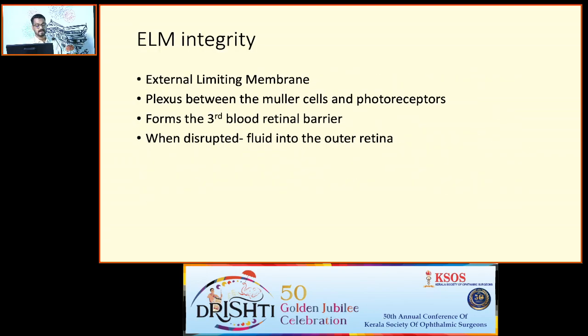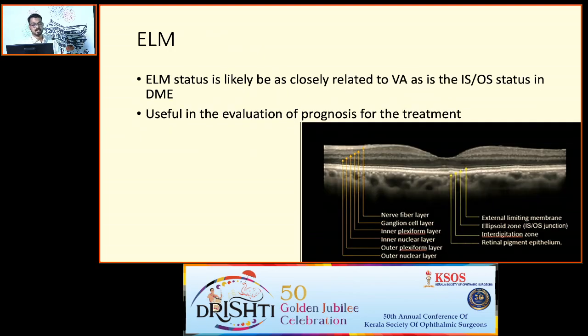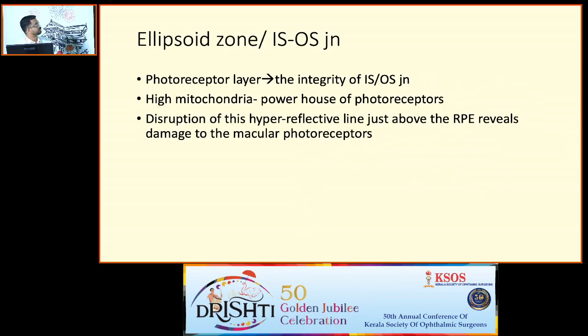Next is integrity of the external limiting membrane. External limiting membrane is the plexus between the Muller cells and the photoreceptors. It forms the third blood retinal barrier. When disrupted, fluid goes into the outer retina and it presents as neurosensory detachment. So ELM status is closely related to visual acuity, as is the ISOS junction status in DME. It's useful in the evaluation of prognosis for the treatment.